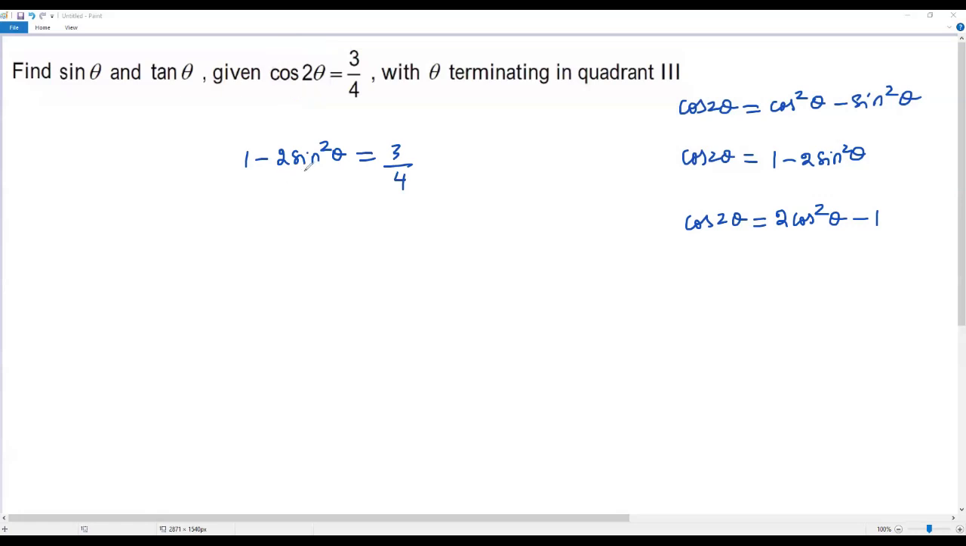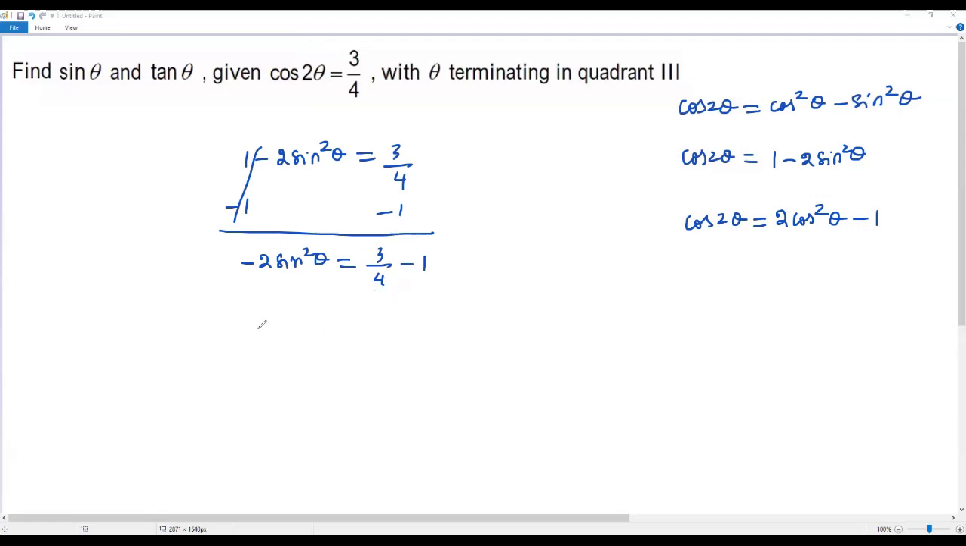Now we have to solve for sine theta in this one. For that, I subtract 1 from both sides. When I subtract 1 from both sides, the positive and negative 1 cancel out. I'm getting negative 2 times sine square theta equals 3/4 minus 1. Now let's simplify this one.